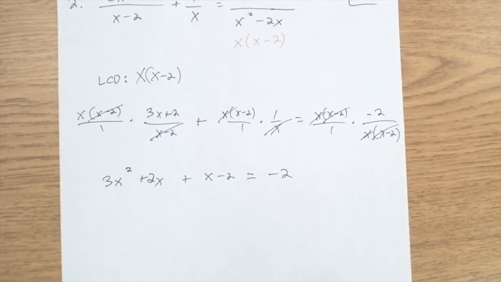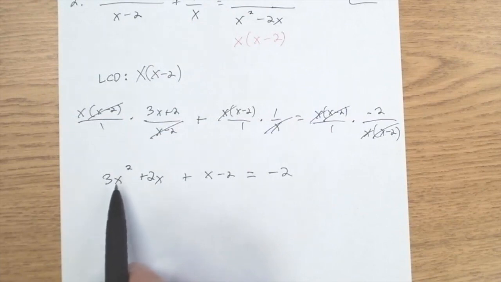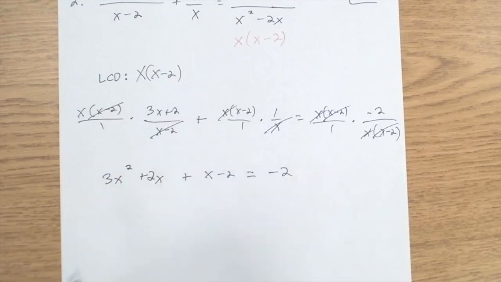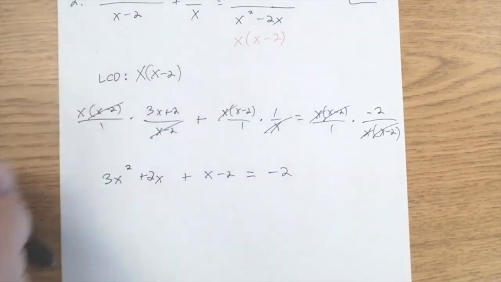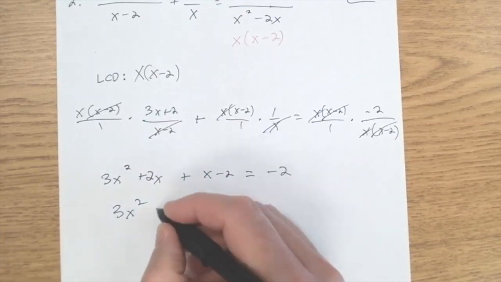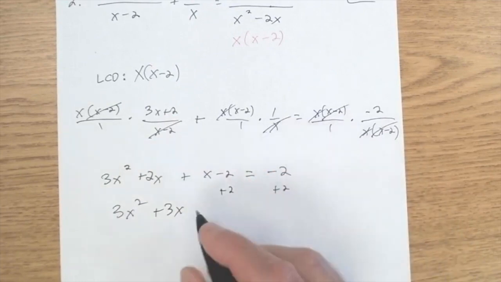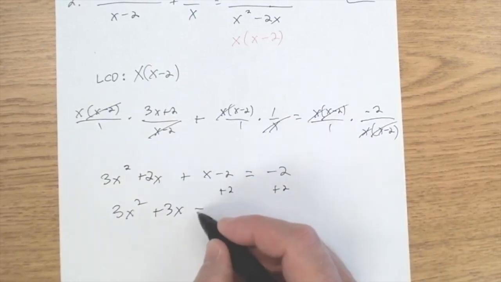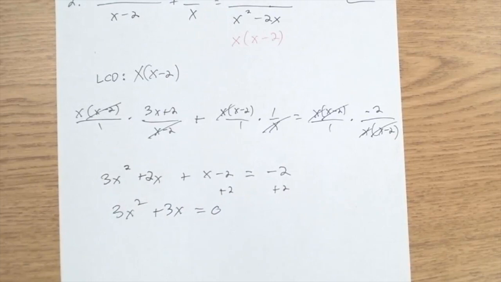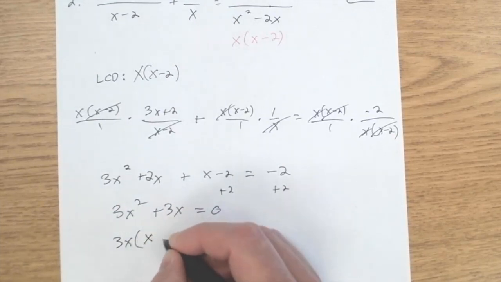All right, so in this case, we have a quadratic, and this x squared is not going to go away. So this time, because it's a quadratic, we want to get everything equal to 0, and then either factor or use the quadratic formula or whatever method you want to use. Okay, so I get 3x squared, 2x plus 1x is 3x. And then if I add 2 to both sides, then I get 0. Okay. So I can factor out a 3x, a GCF, which gives me x plus 1.